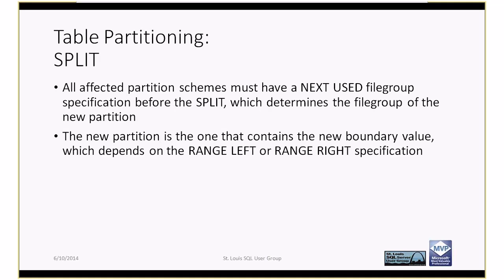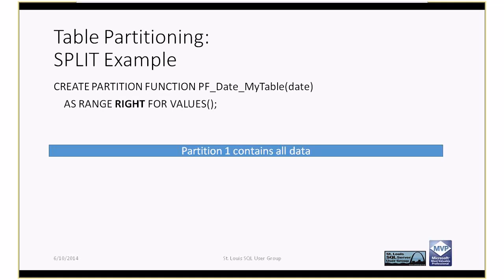And again, I can't emphasize this enough because this is important. The new partition is the one that contains the new bound value. If we're sticking with range right, the bound is going to be different. So here's an illustration of what happens when we split a partition function.